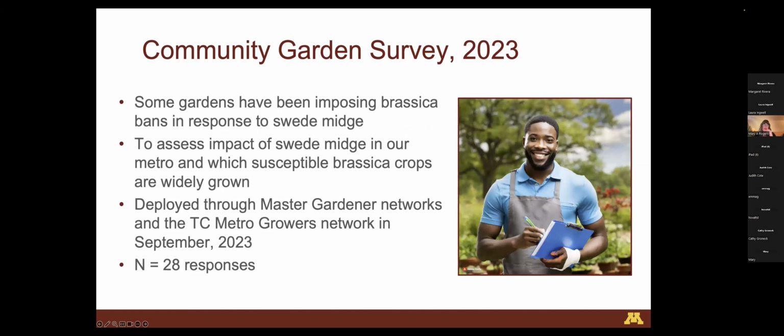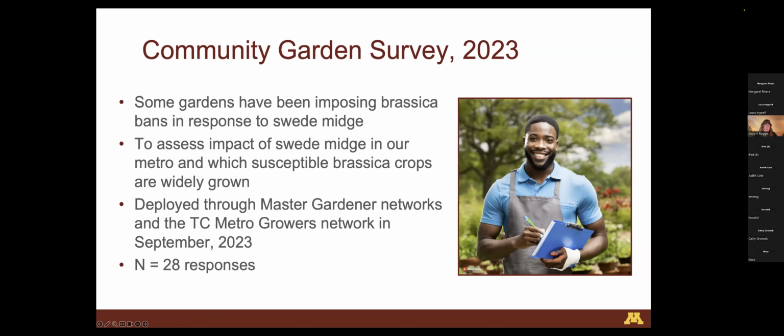Since this population has been increasing, we've been seeing a lot more damage in community gardens. As a result, some of the gardens have been imposing brassica bans in response to Swede Midge. So we wanted to do a survey of Minneapolis and St. Paul gardeners to see to what extent this pest was on growers' radars, and how extensive the damage was, without doing these costly monitoring surveys.